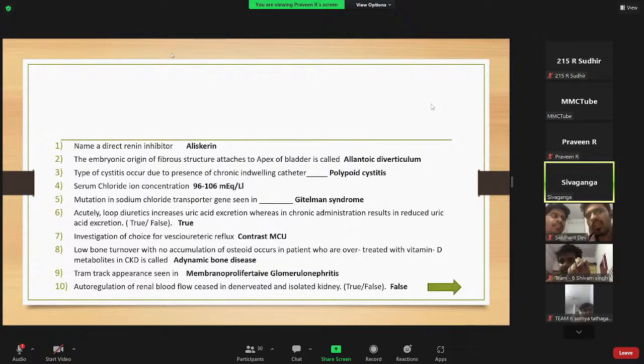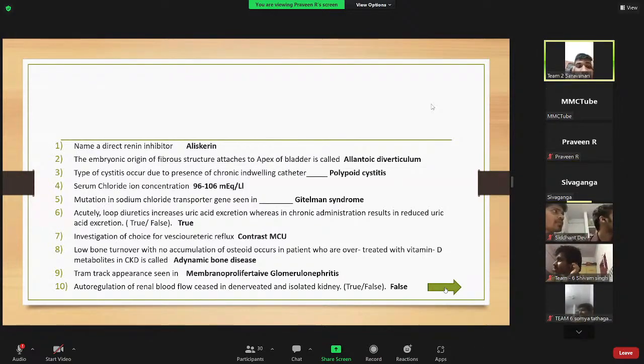Sixth one is true. You said right. Seventh one is contrast MCU. You said right. Eighth one is adynamic bone disease. You said right. Ninth one is also right, MPGN. 10th one is also correct, false. You answered 1, 2, 3, 4, 5, 6, 7, 8. 8 questions correct. 80 marks for team 6.